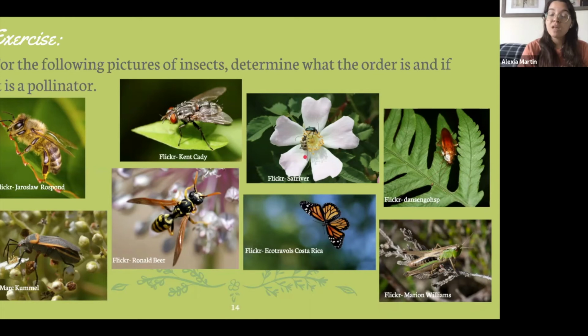These are beetles of the order Coleoptera, and they are pollinators. This is a butterfly of the order Lepidoptera, and they are pollinators. This is a cockroach of the order Blattodea, and they are not pollinators. And this is a grasshopper of the order Orthoptera, and they are also not pollinators. Hopefully everyone got that right.